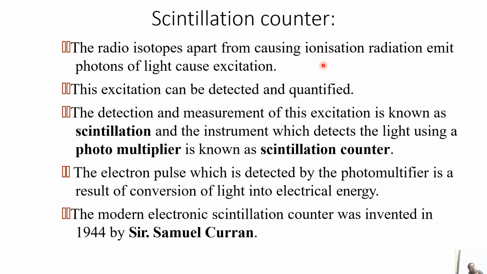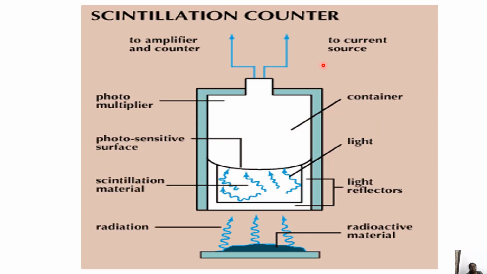The detection and measurement of this excitation is known as scintillation, and the instrument which detects the light using a photomultiplier is known as a scintillation counter. The electron pulse which is detected by the multiplier is a result of conversion of light into electrical energy, right? So this is how the scintillation counter works.